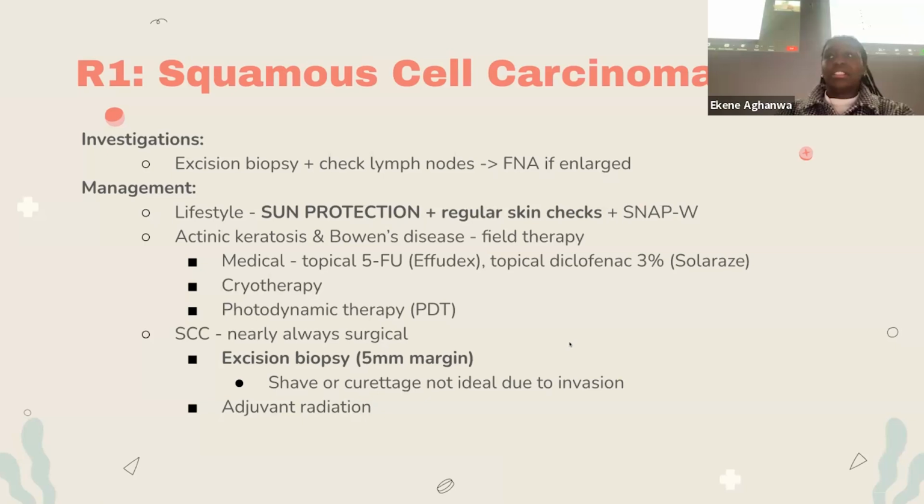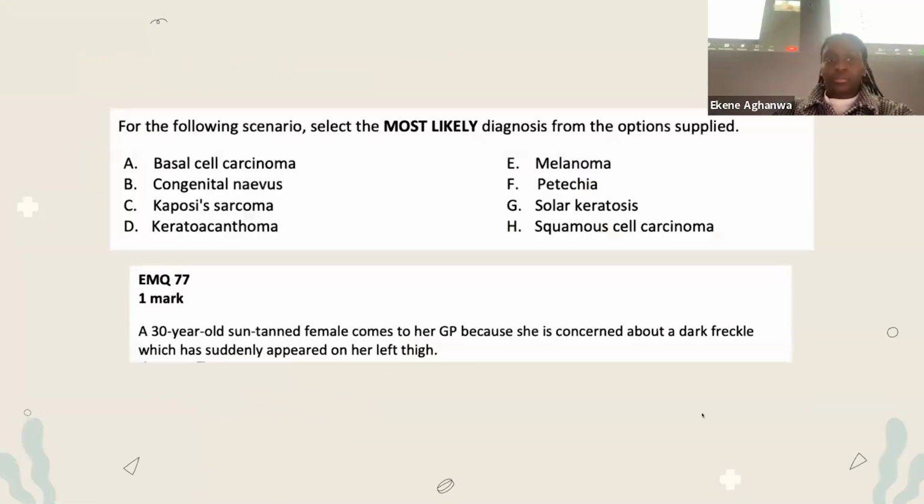For investigations, again, you do an excision biopsy. You can also check the lymph nodes in case it has metastasized. For management, again, you'd emphasize sun protection and regular skin checks too. Management for SCC in particular will be an excisional biopsy, like we mentioned before. You can also do adjuvant radiotherapy too.